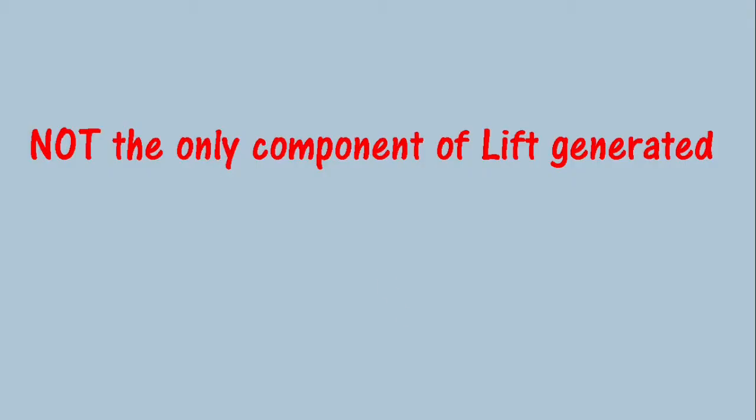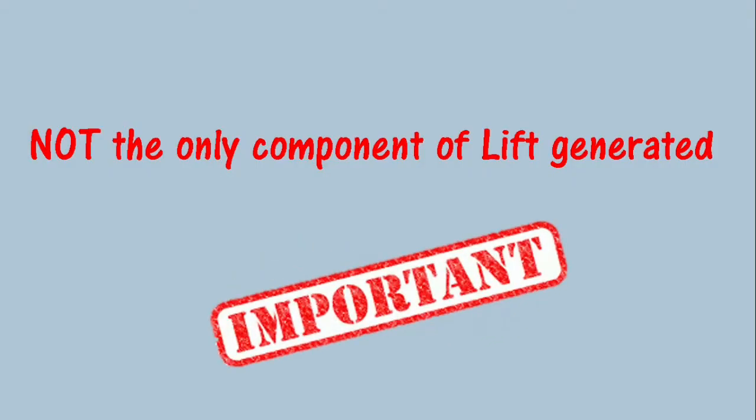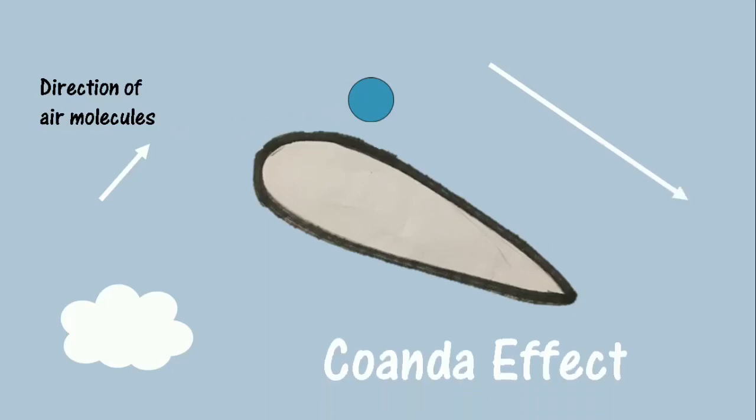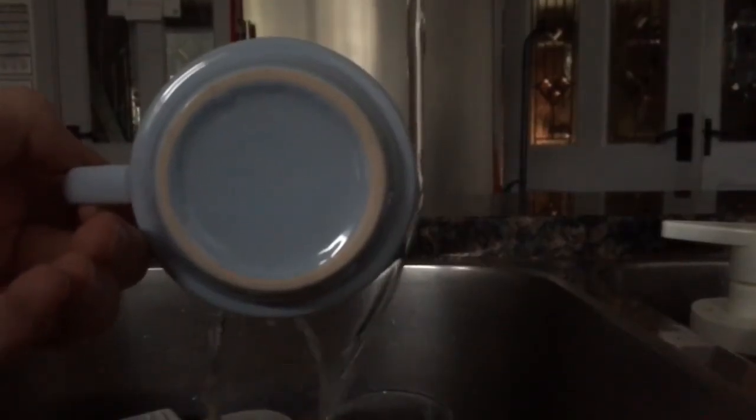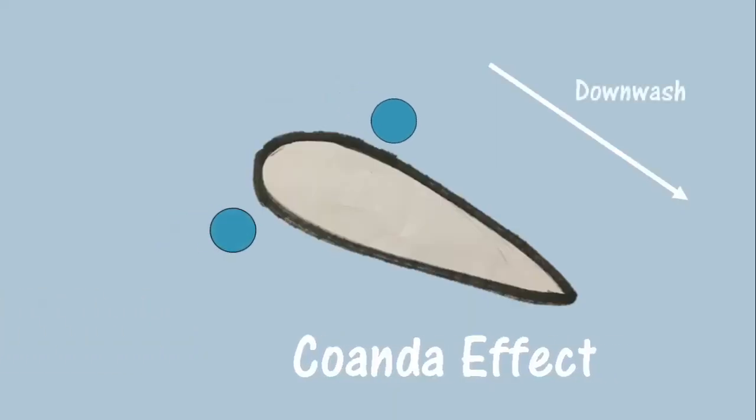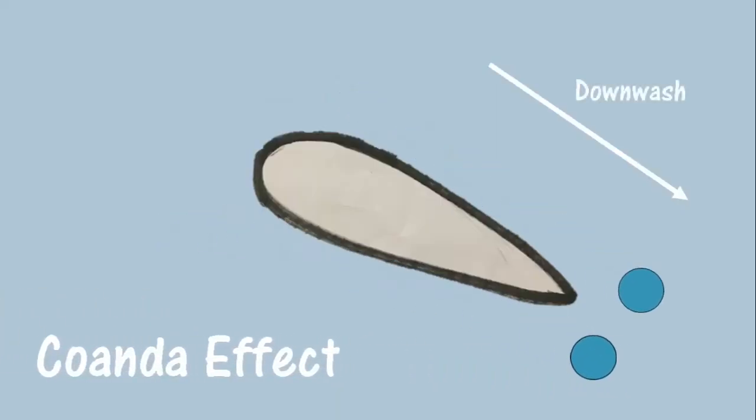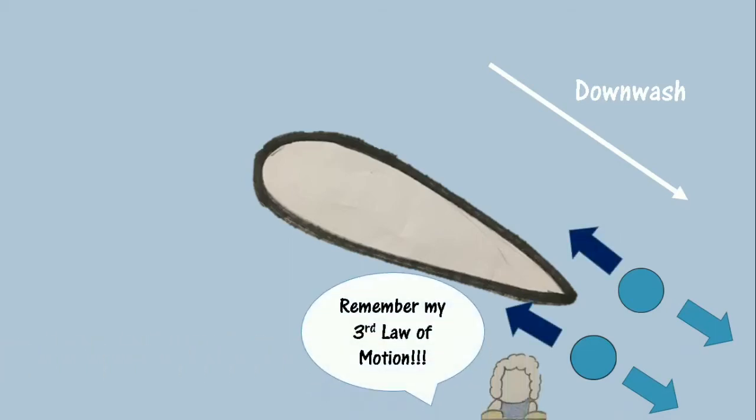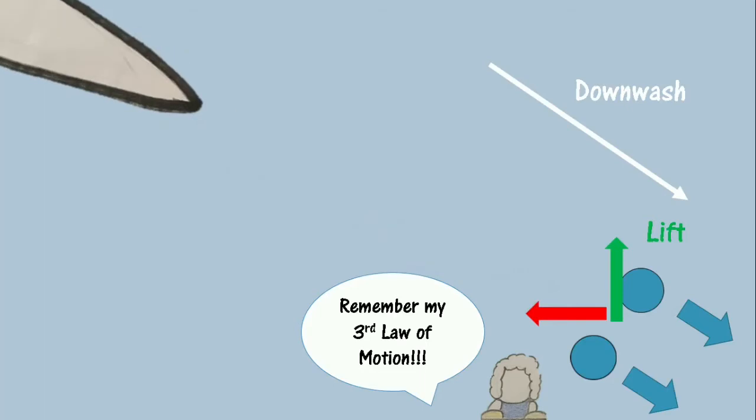But this isn't the only component of lift that can be explained by Newton's laws. As millions of air molecules are deflected upwards over the upper camber of the airfoil, they are then guided over the airfoil because of the Coanda effect, the phenomenon in which a fluid attaches itself to a nearby surface. The resulting downward flow of air molecules is called a downwash, and as a change in direction causes a force, a force is applied on the airfoil. So as we know, Newton's third law comes into conformance once again. The force of the downwash causes an equal but opposite force on the airfoil, and another component of lift is generated.